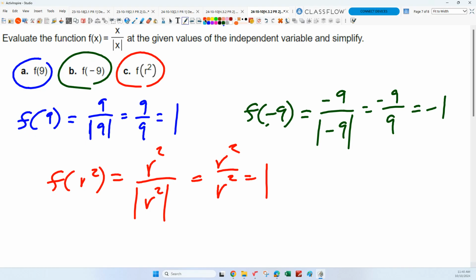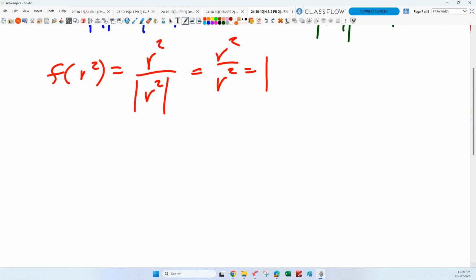So it's 1. Could I do the same thing for r cubed? If I tried f of r cubed, I'd get r cubed over the absolute value of r cubed. Is r cubed guaranteed to be positive? No, it could be negative or positive, so we don't know what the outcome of this one would be. We don't know whether it's going to be positive 1 or negative 1. Could be either one, right? So we couldn't really go any further with that one.